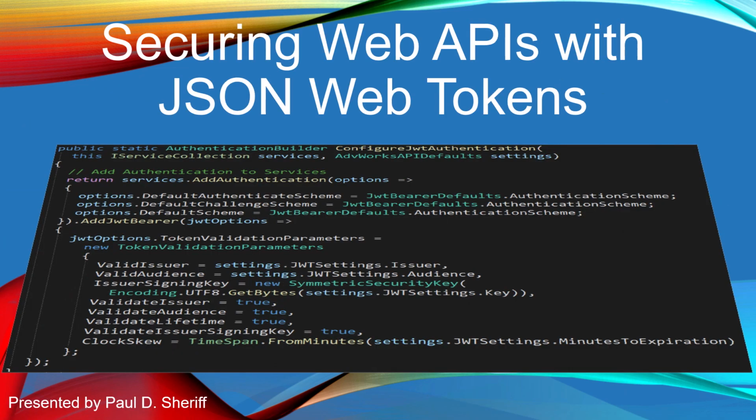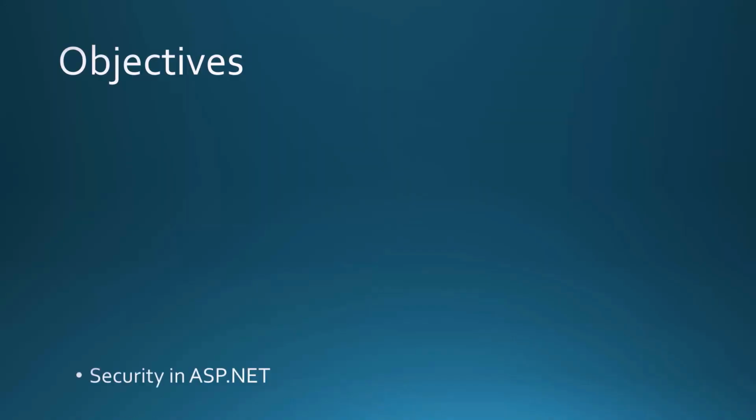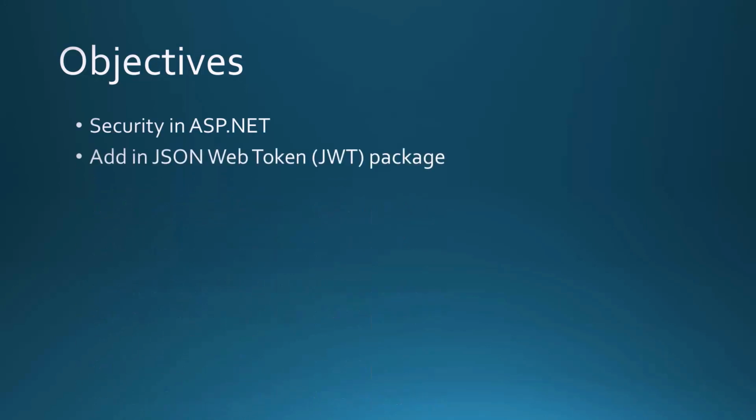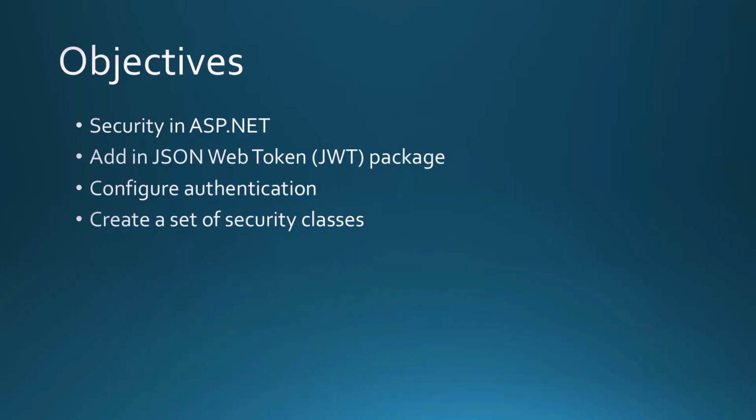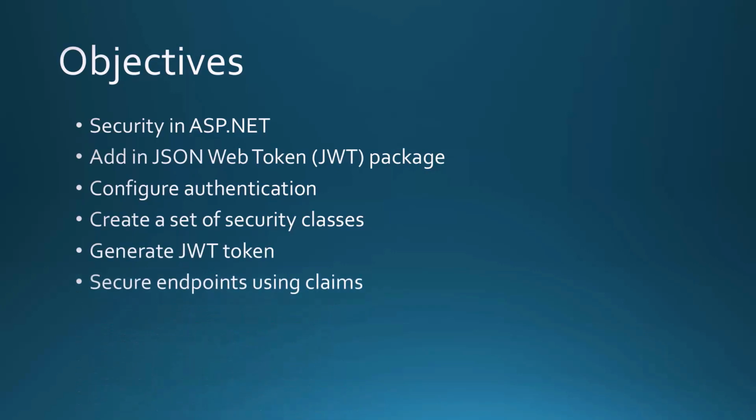This lesson is securing web APIs with JSON Web Tokens. The objectives for this lesson are to learn about security in ASP.NET. We're going to add in the JSON Web Token package. We're going to learn to configure authentication. We're going to create a set of security classes. We will generate a JWT token, and we're going to secure endpoints using claims.